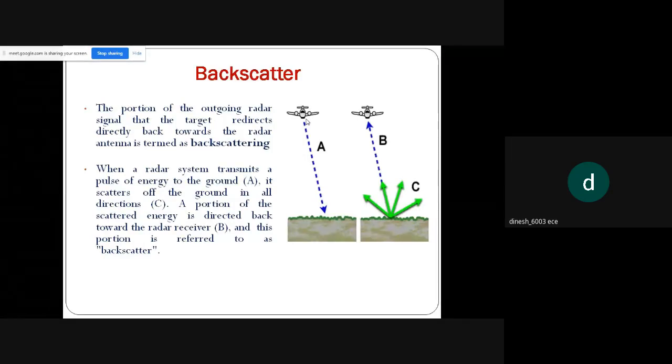backscattering. So when a radar system transmits a pulse of energy to the ground A, it scatters off the ground in all directions C. Let's see here in the diagram C. A portion of the scattered energy is directed back towards the radar receiver B. And this portion, which is being scattered back directly towards the antenna or towards the aircraft, is referred to as backscatter. And the principle is called as backscattering.